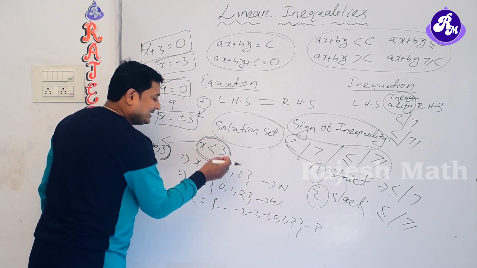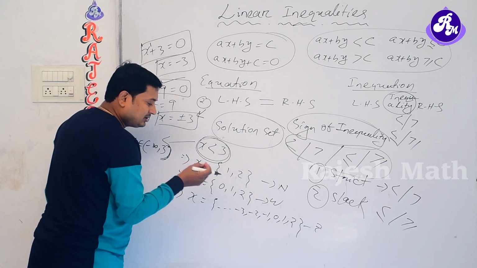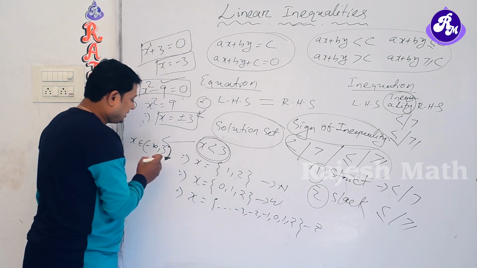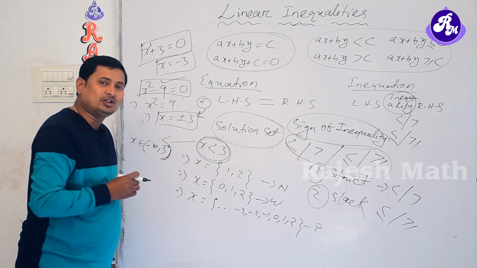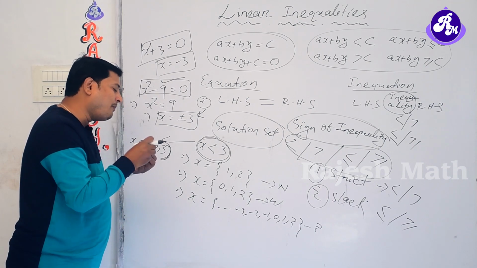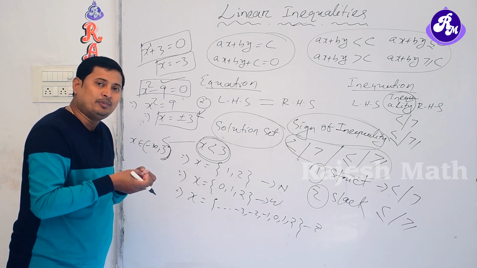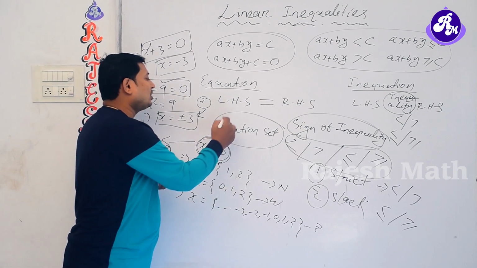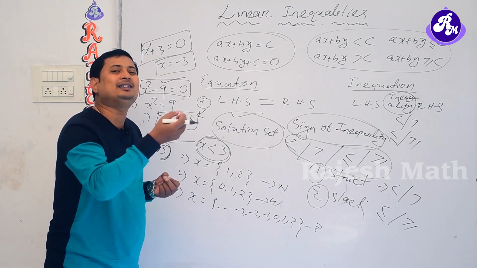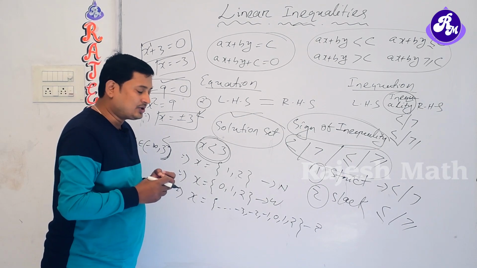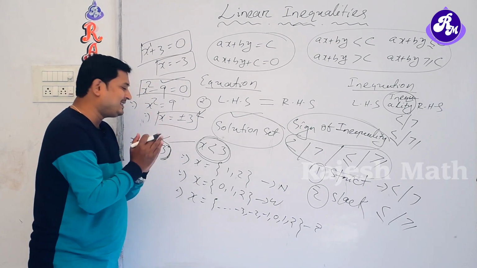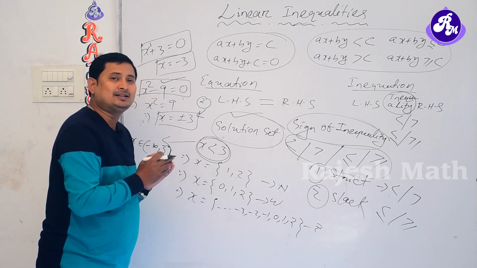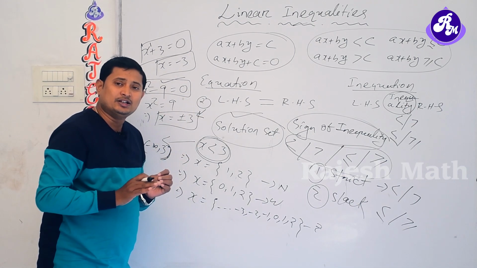X less than 3 contains the natural numbers, the whole numbers, the integers, and also the fractions or decimals. So many numerous solutions are coming, hence it is called the solution set. Okay, so now we will discuss some of the intervals regarding linear inequalities.